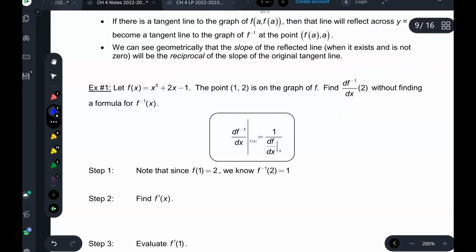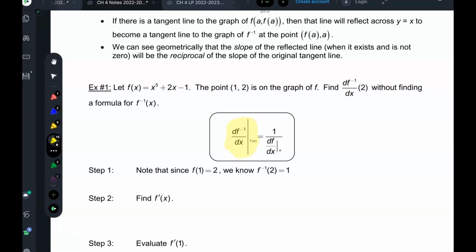So here's how it's going to work. If I'm finding the derivative of the inverse at some value f of a, I'm going to find the derivative of the original function at a, and then take the reciprocal of that. Because remember with inverses, f of a and a, we switch the place value. It's a little confusing in the beginning, but you'll get it.